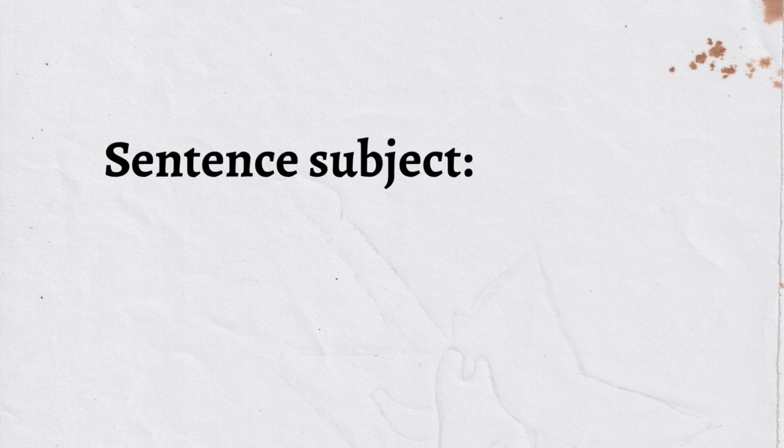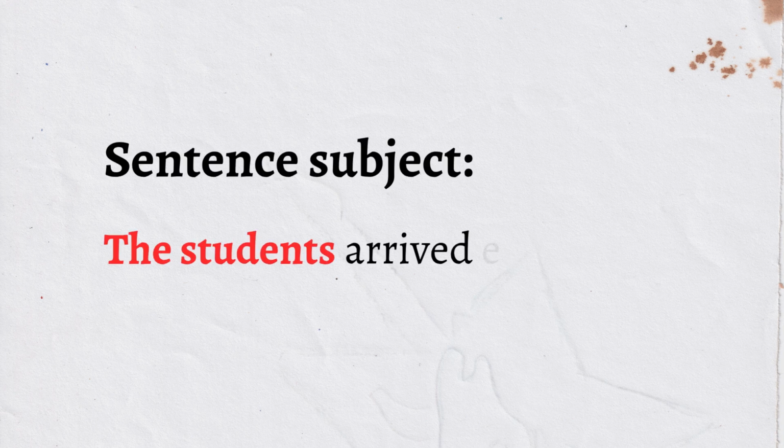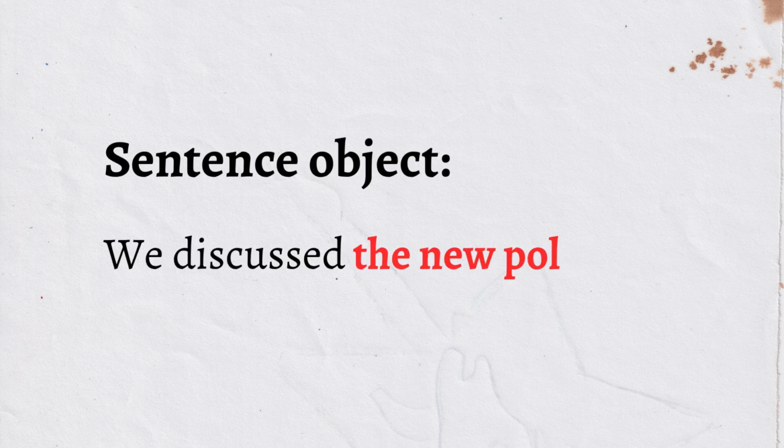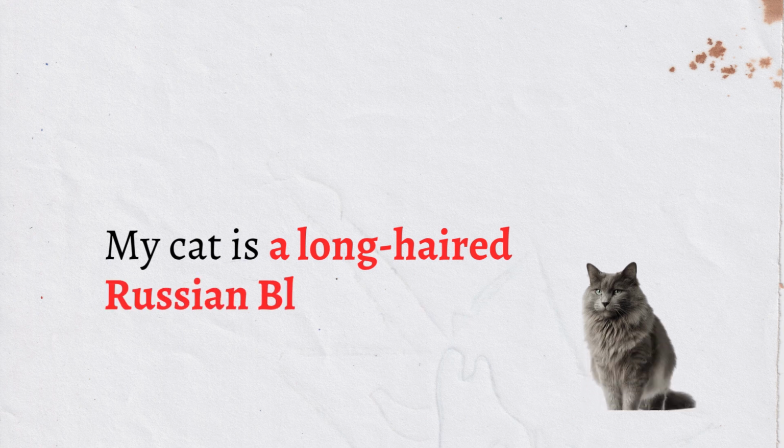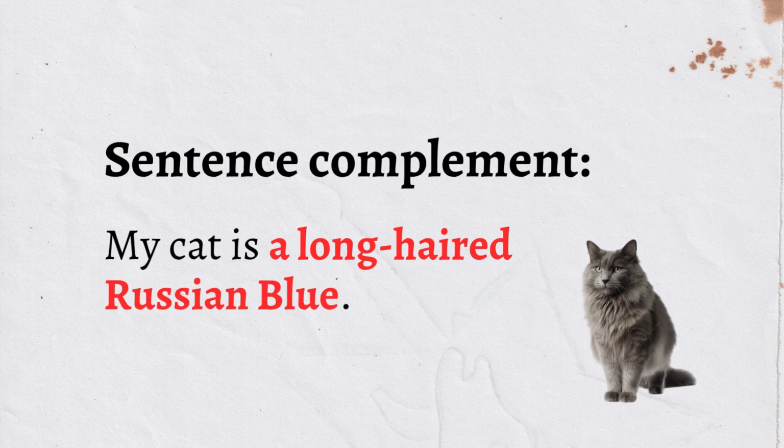Very often they function as a sentence subject. The students arrived early. A noun phrase can also function as a sentence object. For example, we discussed the new policy. And in a sentence like, my cat is a long-haired Russian blue, now a noun phrase is acting as a complement following a linking verb. In any of these positions, noun phrases are critical to how English sentences work.